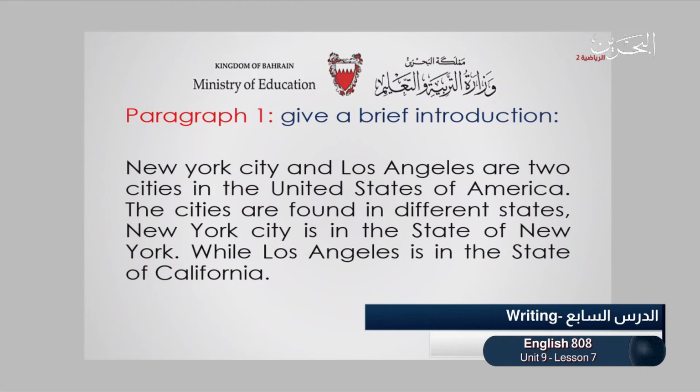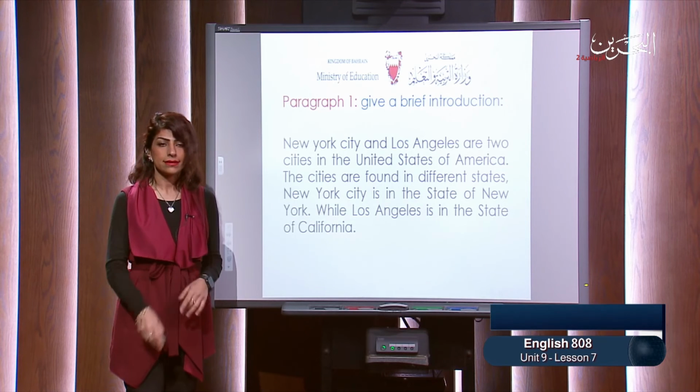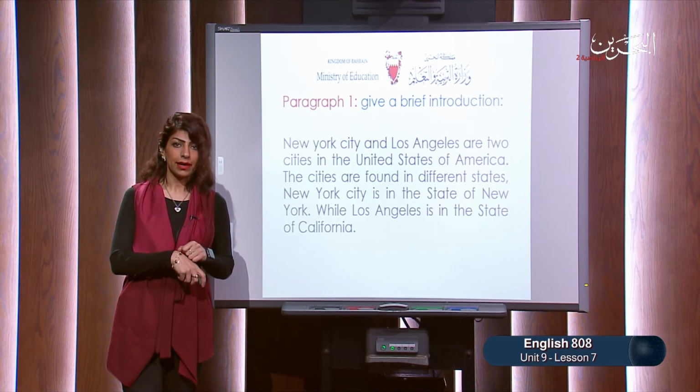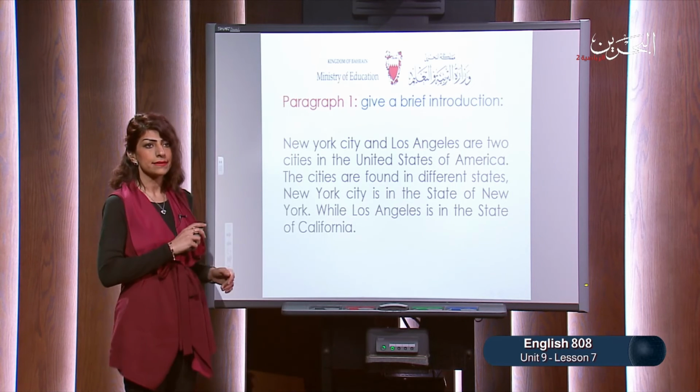Let's see. New York City and Los Angeles are two cities in the United States of America. The cities are found in different states. New York City is in the state of New York, while Los Angeles is in the state of California. Now, this is a very simple, brief introduction about the two cities. Once we move to the second paragraph, we start with the similarities or the similar points.